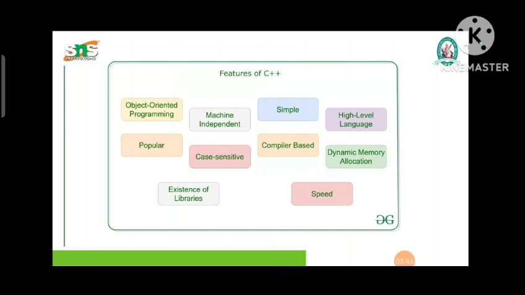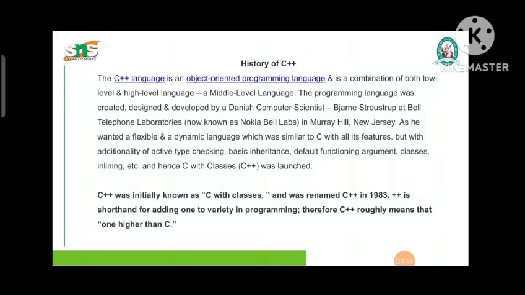Next are the features of C++. C++ is a general purpose programming language and was developed as an enhancement of the C language to include an object-oriented paradigm. The following are the features: object-oriented programming, platform independent. It is very simple. It is a high-level language and also a popular language. C++ is case sensitive. It is compiler based, with dynamic memory allocation, memory management and multi-threading.